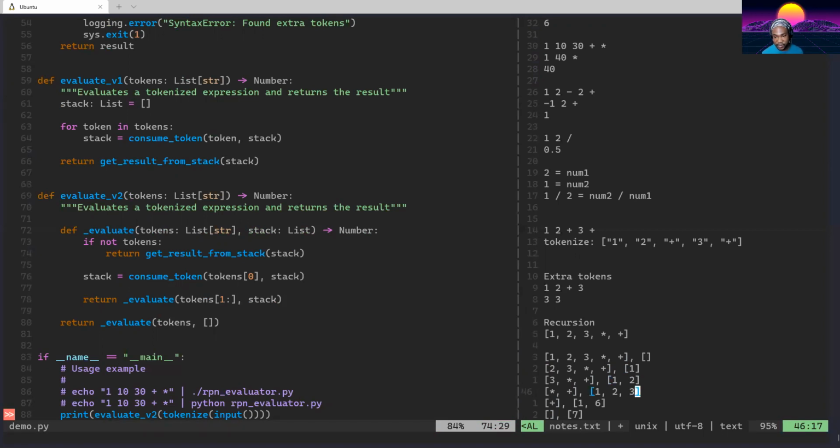So in this case, it's going to encounter the times operator. It's going to reduce 2 and 3 to 6. Then it's going to encounter the plus operator and reduce 6 and 1 to 7. And at that point, we just pop off the 7 and return it. So that's how we build a reverse Polish notation evaluator.